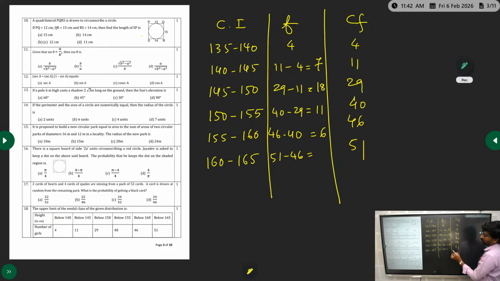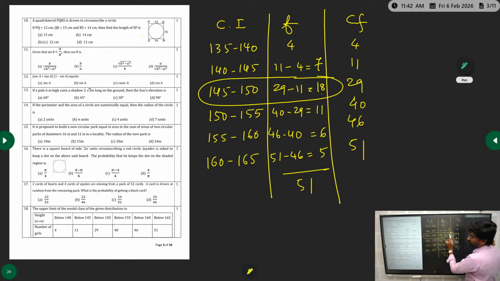6, 5. If you add all this, it will be 51. What is the highest frequency now? 18, correct? If 18 is the highest frequency, what are they asking? Upper limit 150. And the same for the median also. What is 51 by 2? Anybody? 51 by 2 is 25.5.